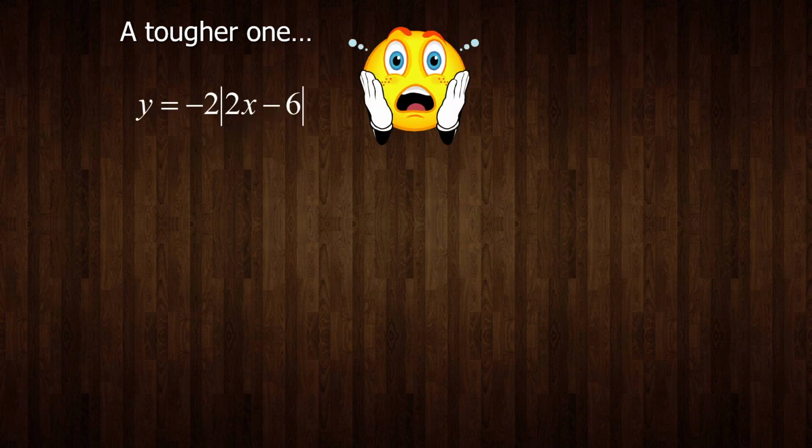A tougher one. Okay, well, it's not really that bad. Let's take a look at this. We have several transformations here on the graph of y equals the absolute value of x. Specifically, we have 4 of them. We do have a vertical reflection, so a reflection in the x-axis. We have a vertical stretch of factor 2, and we do have a horizontal compression of factor 1/2.